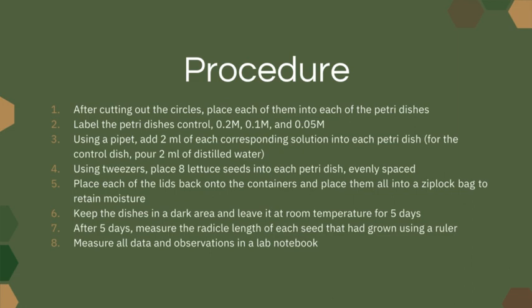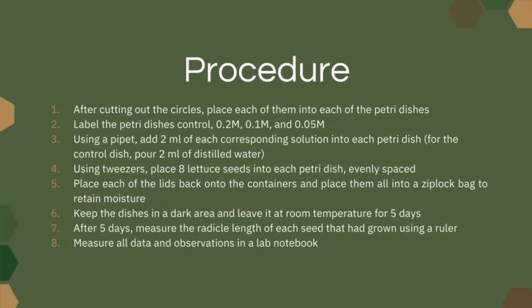After cutting out the circles, I placed them onto a petri dish and labeled the lids for each petri dish. Using a pipette, I measured out 2 mLs of each solution into the corresponding petri dish. I then carefully extracted 8 seeds from the packet of seeds without crushing them. I evenly spaced them out throughout the petri dish. I then closed them all up and placed them in a Ziploc bag to ensure that the seeds absorbed the moisture, and left it in a dark and enclosed environment for a 5-day incubation period.